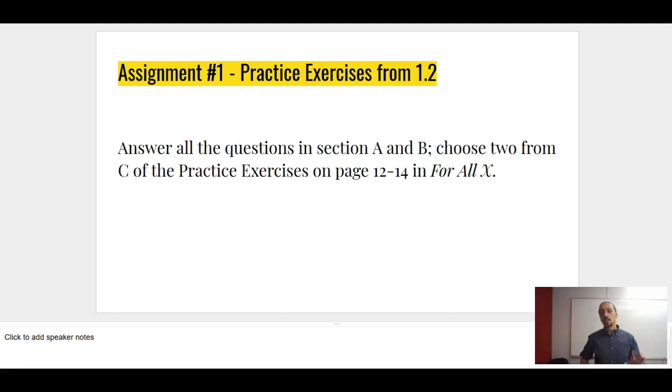Now, here's a place where I'm going to stop, and I'm not going to give you the answers for this one, but I urge you to pause the video and go to section 1.2 in For All X and answer all the questions in sections A and B and choose 2 from C. And that's pages 12 to 14 in my version, but the pagination might have changed, so just check that it's 1.2, sections A, B, and C. Go ahead and do that. Pause the video.